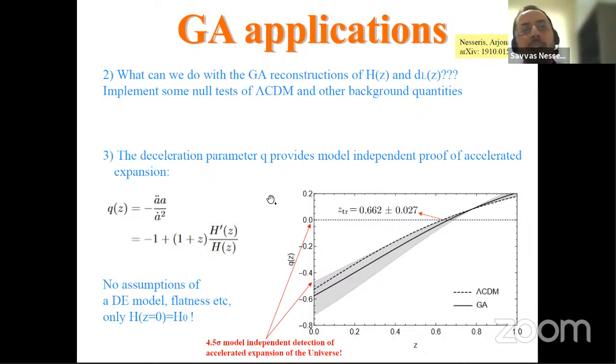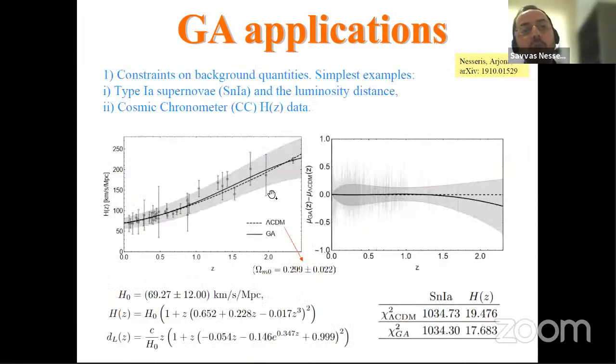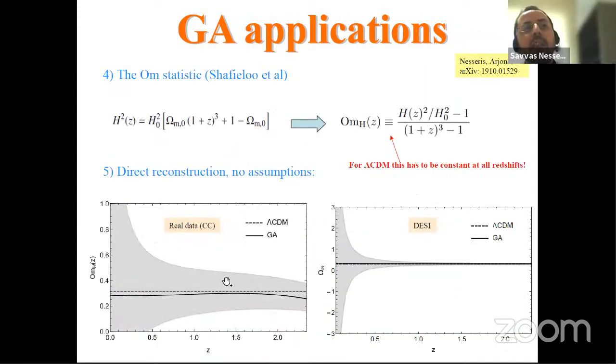Now, you can also do some more things with the Hubble parameter. For example, you could test the so-called Om statistic of Sahni et al. What is the Om statistic? It is a test of the lambda CDM model. If you write down the Hubble parameter for the lambda CDM model, and you ignore neutrinos and such, then you can write it in terms of omega matter. If you solve for omega matter, you get an expression in terms of the Hubble parameter and redshift. This has the advantage that it has to be constant at all redshifts, equal to omega matter. If this is not constant and equal to omega matter at any redshift, then it means lambda CDM is practically falsified.